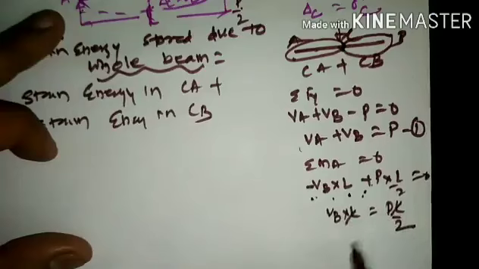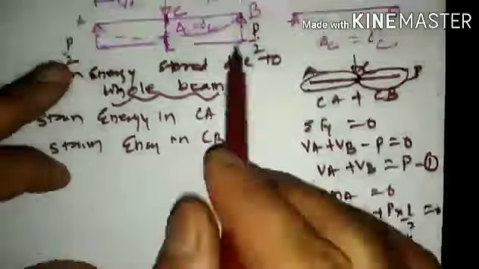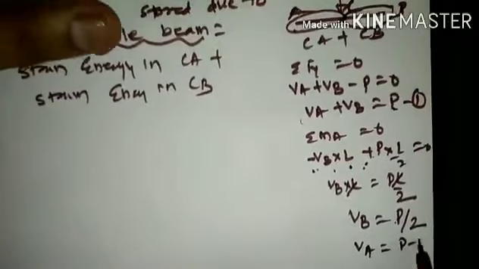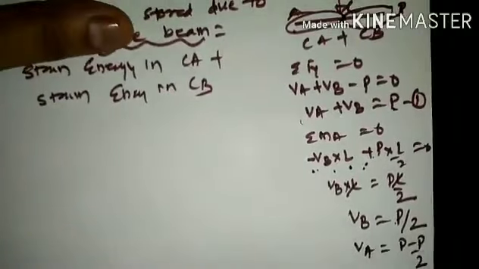So L cancels out. VB is equal to P by 2. So that is the reason why the VB reaction will be P by 2. If you substitute back in equation 1, VA will be equal to P minus P by 2, which is P by 2.